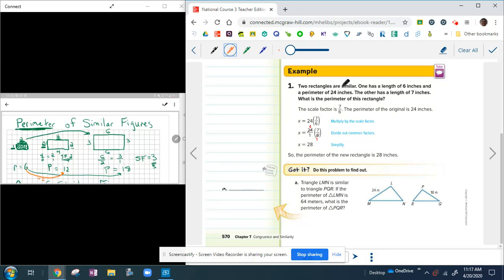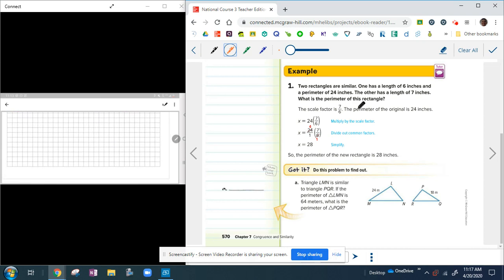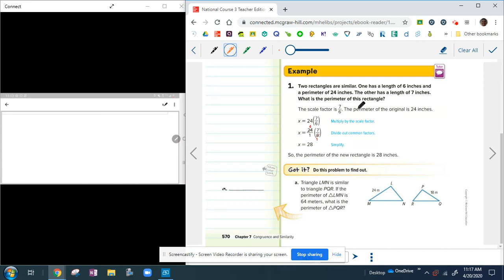Two rectangles are similar. One has a length of 6 inches and a perimeter of 24. The other has a length of 7 inches. What is the perimeter of this rectangle? One little clue here is that we're going to want to realize how we are going to find the actual scale factor.